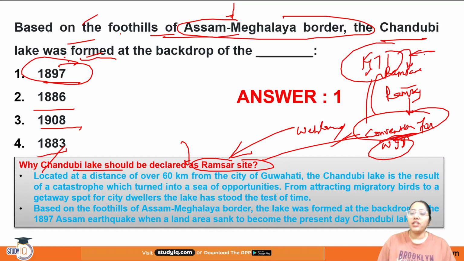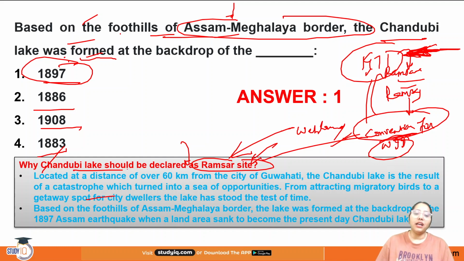So this convention ultimately brought to everyone's notice the important wetlands of the world and those wetlands which need conservation. Any wetland which needs conservation and which is being disrupted by human activities can be incorporated under this Ramsar site list, which is maintained or backed by the Convention on Wetlands of International Importance.